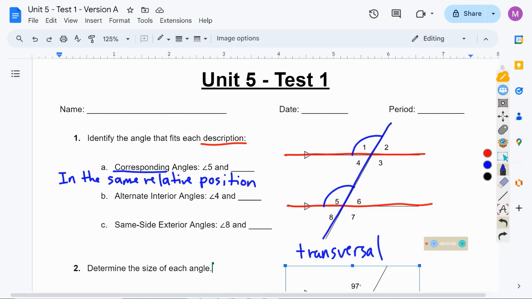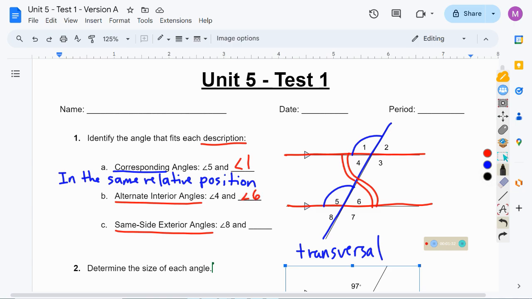All right, so relative position, not the same position, but the same relative position, right? So what I would say is that 5 is on the top left, okay, and 1 is over here on the top left also. So these two angles are corresponding angles with each other, all right? So each of these words defines a relationship between two angles, all right? So the alternate interior angle with 4, okay, would be 6 over here. Okay, so those are the ones that we call alternate interior angles, all right?